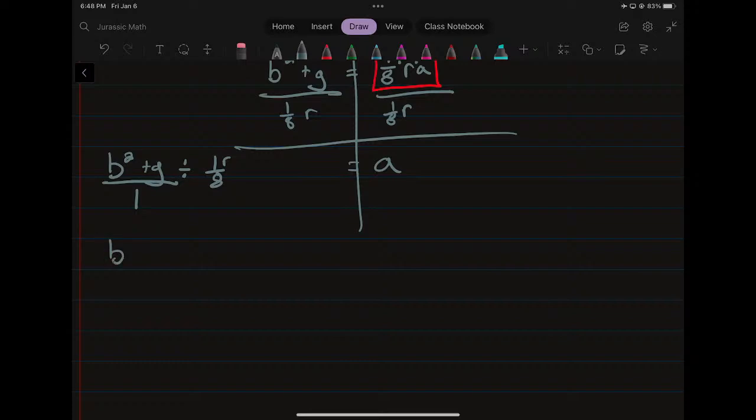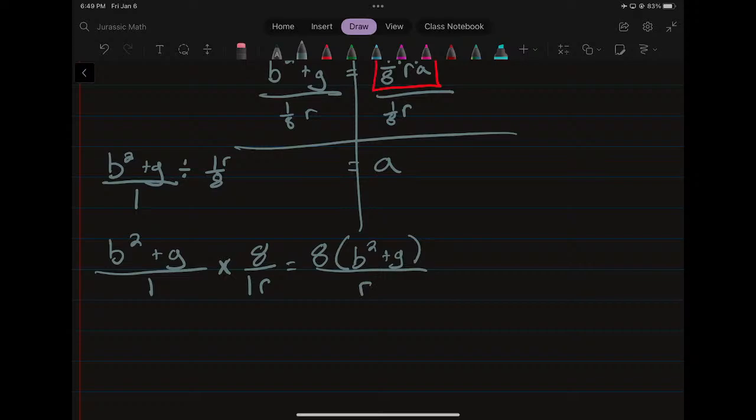So I'm going to keep the first fraction, and then I'm going to change, multiply by the reciprocal, put the 8 up top and the 1R on the bottom. So if we multiply straight across, we have 8 times B squared plus G over 1 times 1R, which is just R. Which means that equals A. A little complicated, but it works.